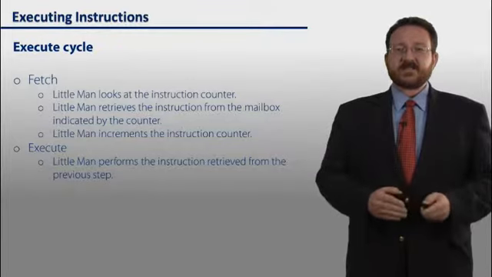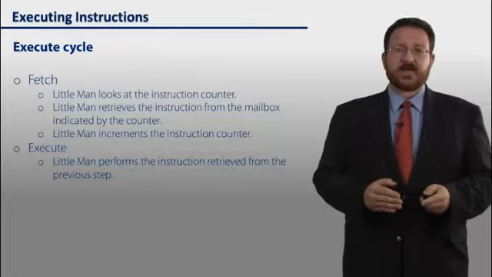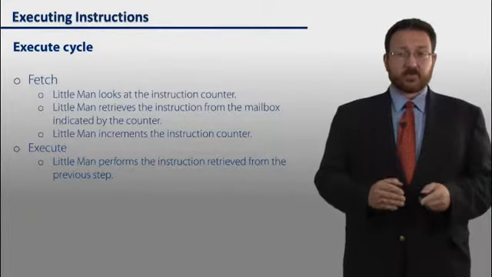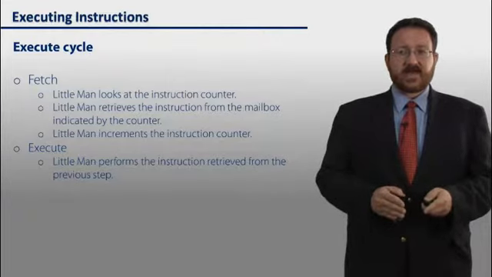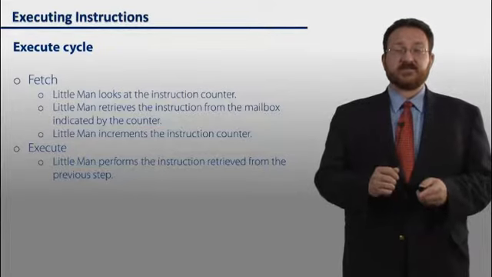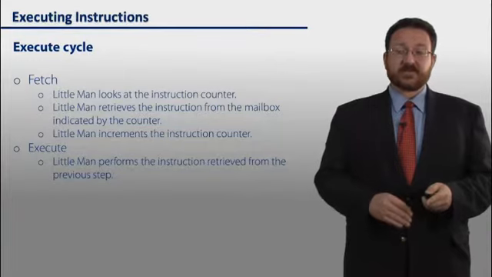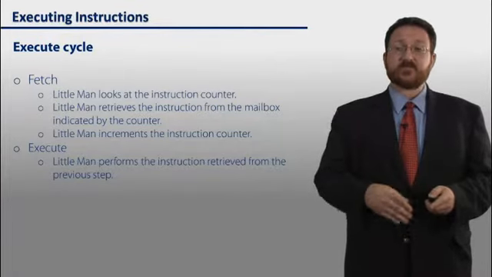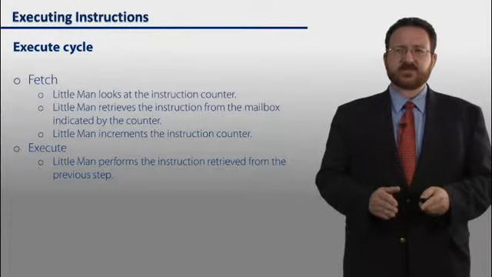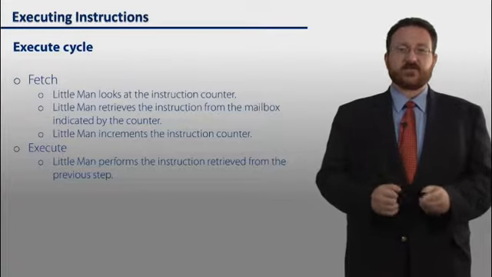So, the execute cycle of the little man computer consists of a fetch portion and then an execution portion. In the fetch portion, the little man will look at the instruction counter, and then he'll walk over to the mailboxes and retrieve the instruction from the mailbox that was indicated by the instruction counter. The little man then increments the instruction counter so that we are set up to run the next instruction the next time. That's the fetch cycle. Now we know what instruction to execute. So the execute portion performs the instruction that was retrieved from the previous step.